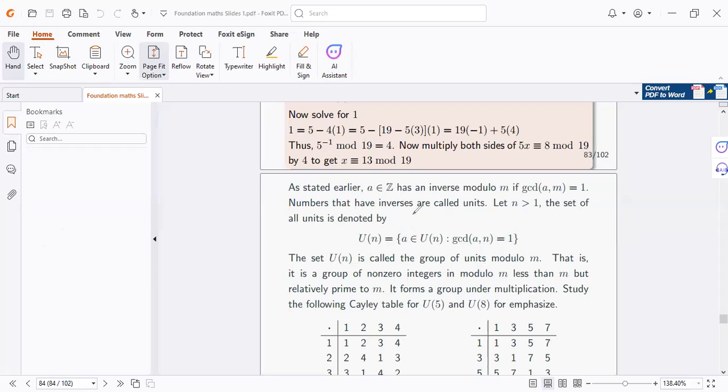So for instance, when I write U5, what do I mean? When you read some books, they would be writing it something like this, Z_m with a star here. And you see, they have already defined what the star means.